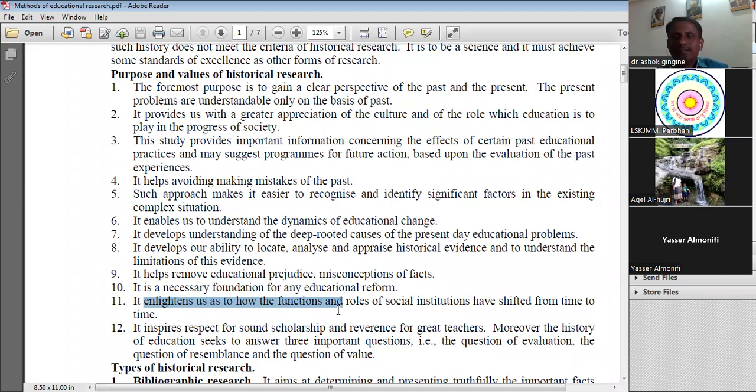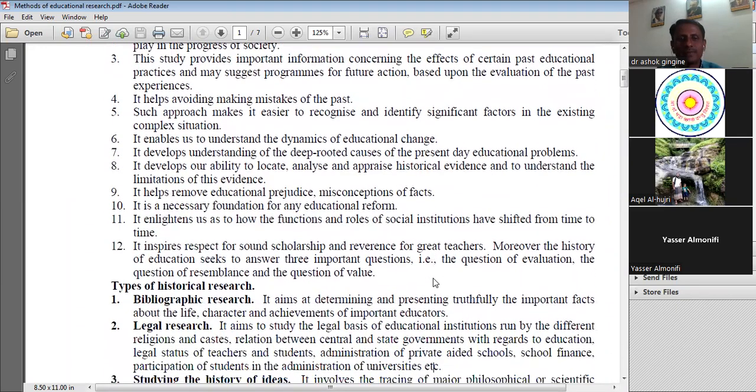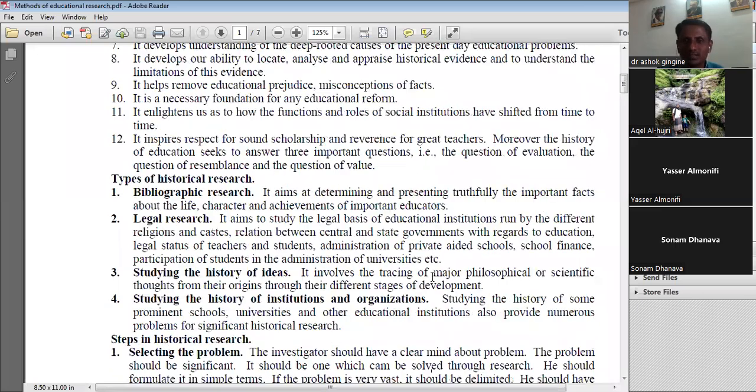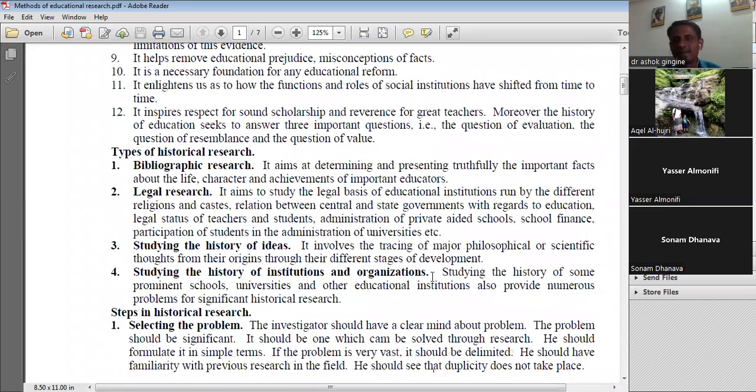Suppose cultural values, social values, ethics, all these are related to historical research methods. Your norms, science standard, living standard, cultural standard, all these are the purpose of historical research methods. Historical research methods play a very important role in a research area. That is the purpose of historical research methods.